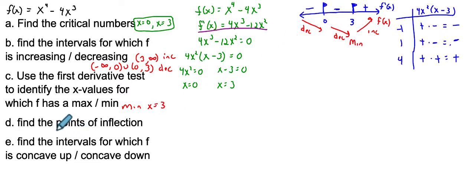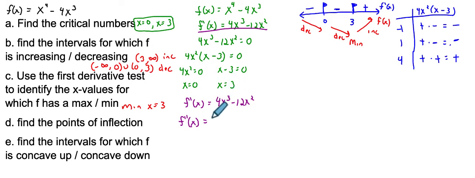Okay, so now we're going to look at finding the points of inflection or intervals in which the function is concave up and concave down. Both of those things are found by looking at our second derivative. So we're going to go up here to our first derivative, f prime of x is equal to 4x cubed minus 12x squared. And we're going to find our second derivative. So we're going to differentiate our first derivative.